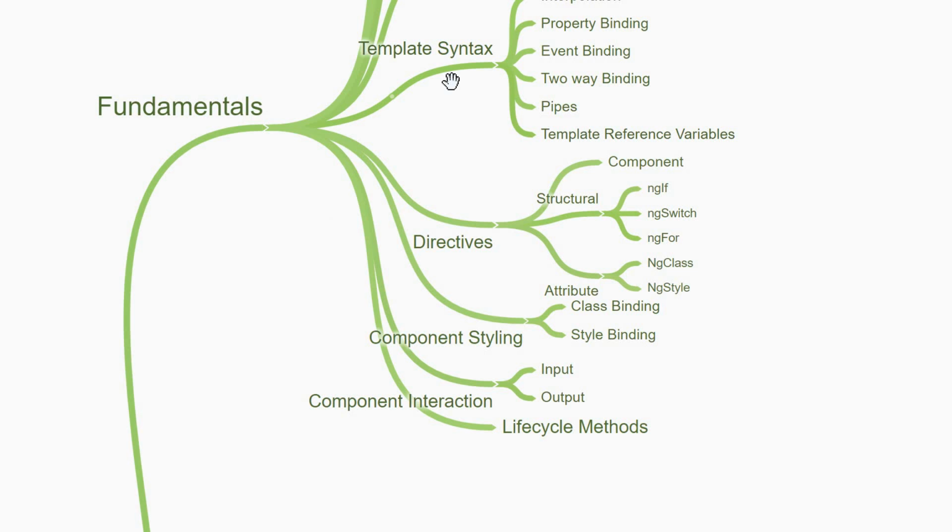Now, once you're familiar with the template syntax, you'll then move on to directives. You could say directives are custom HTML elements that can be used in an Angular application. There are three kinds of directives in Angular. The first one is a component, which we already talked about. In Angular, you include each component as a custom HTML tag that gets rendered in the browser.